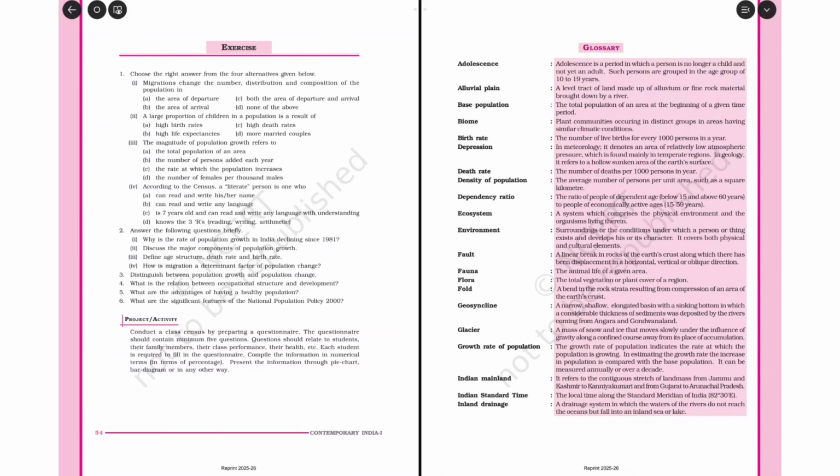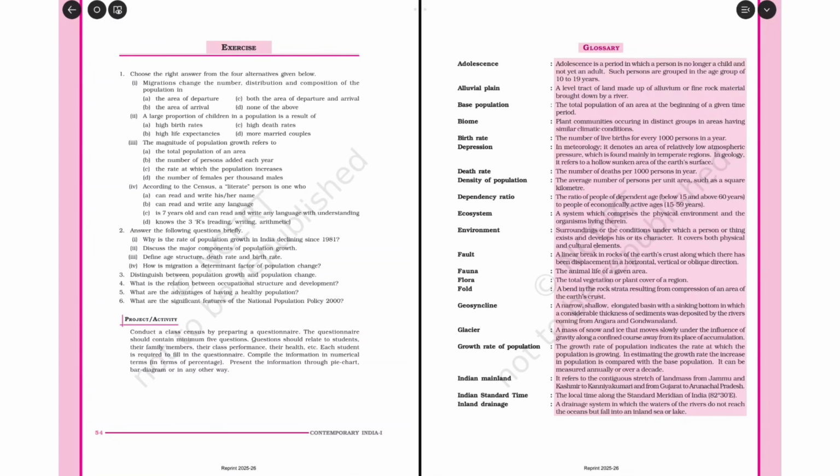And the final short answer, question 6. What are the significant features of the National Population Policy 2000? The authors want the reader to remember that it is a holistic, voluntary framework. It isn't just about birth control, it is about free education up to age 14, universal immunization, reducing infant mortality below 30 per 1,000, and delaying marriage. It is a policy built on the idea that social welfare dictates demographic outcomes.